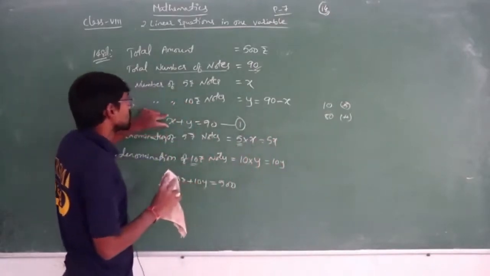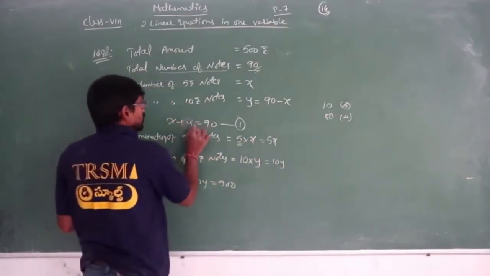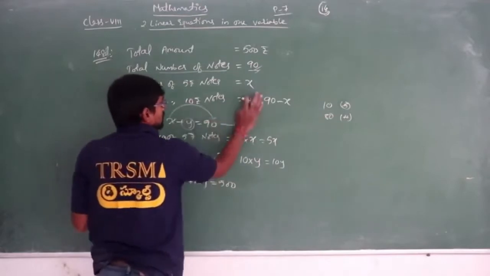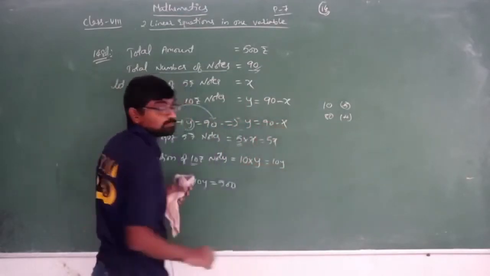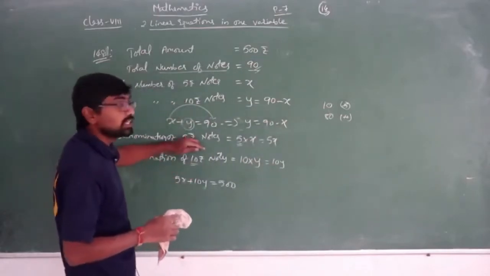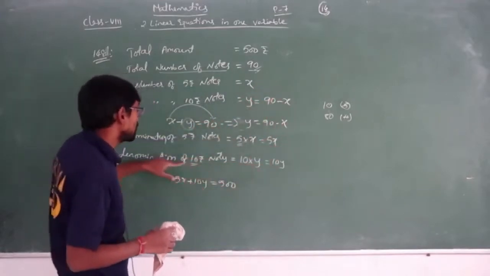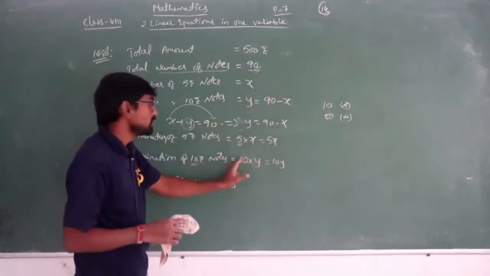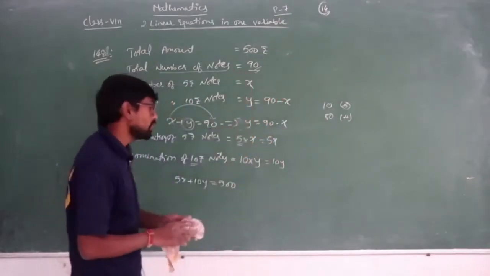You can see here, total number of notes X plus Y is equal to 90, equation 1. If I move X to the other side, then Y is equal to 90 minus X. Now coming to this solution, the 5 rupee note denomination will be 5 into X, and the 10 rupees note denomination will become 10 into Y. If 80 notes are there, 8 tens are 800. Okay, like that.